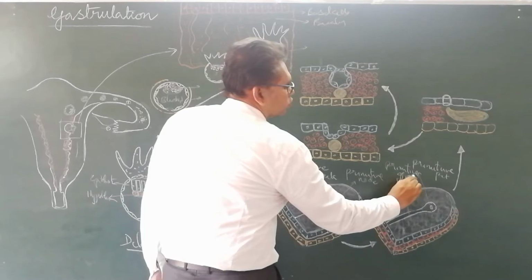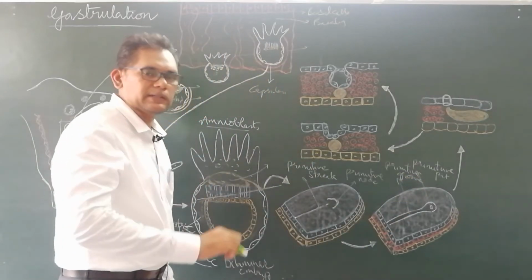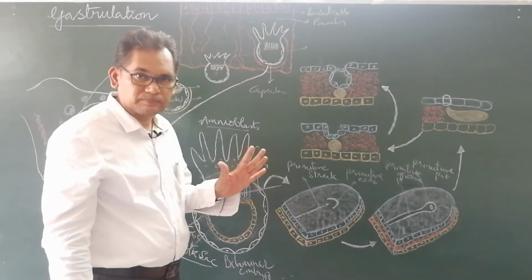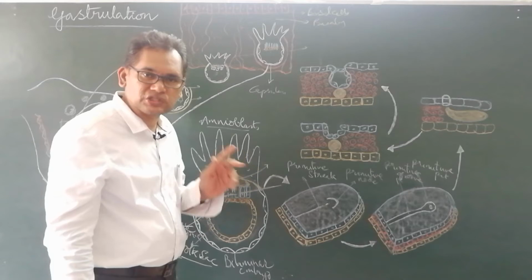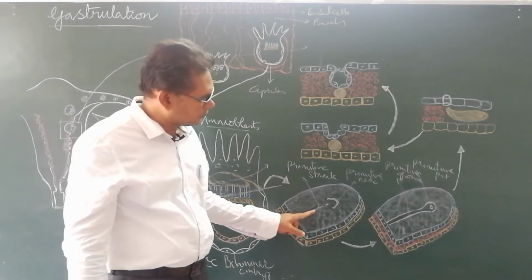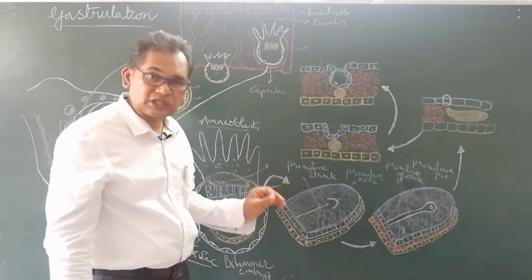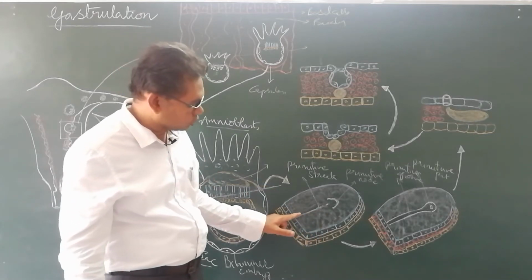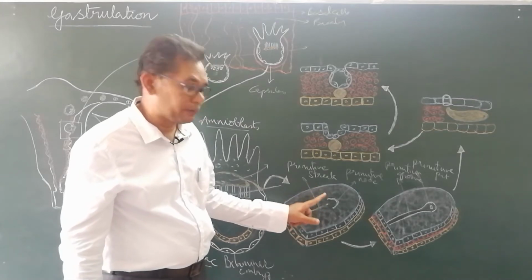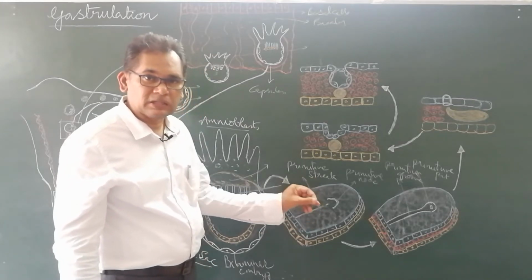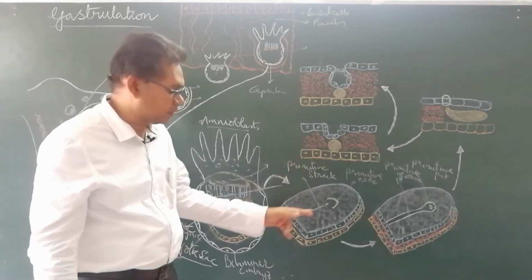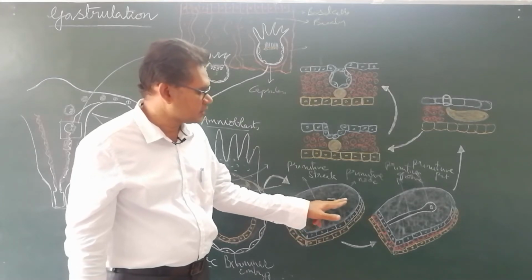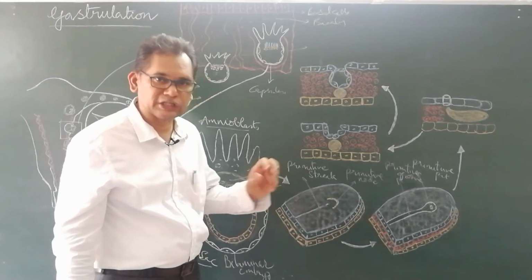Once again I repeat, first during the gastrulation process, a primitive streak appears on the epiblast. These are the epiblast cells. The primitive streak appears first, nothing but a group of cells in a line. Now in front of this primitive streak, there forms a primitive node, a bulging at the anterior.